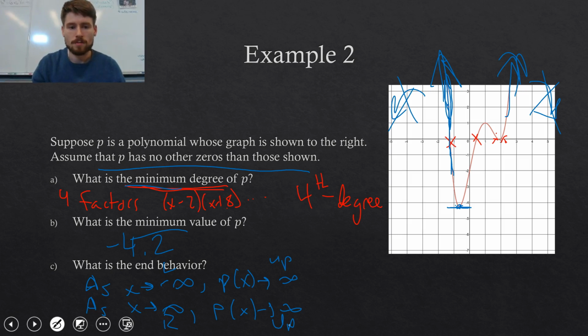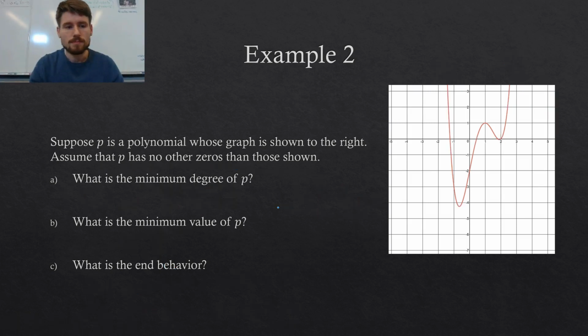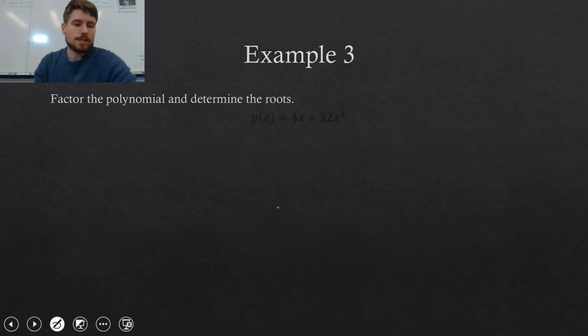That's our polynomial there. And that should match up with our degree answer, right? We said it was a 4th degree, an even degree polynomial. Both of the ends have to go the same way. Odd degree polynomial, they're opposite. Okay, here's another question. Factor the polynomial and determine the roots.